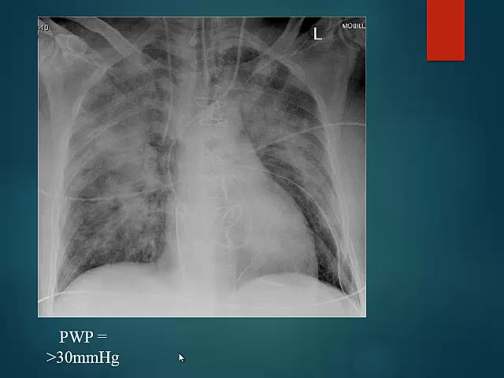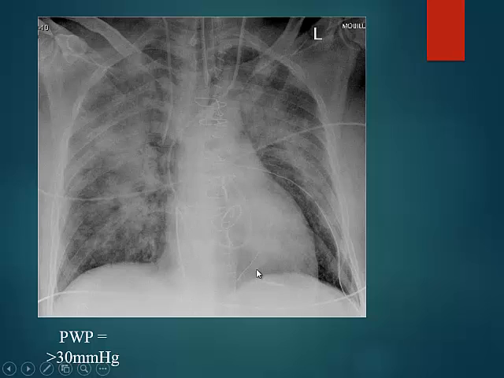So if it's bilateral like this, generalized, perihilar particularly, then we say it could be pulmonary edema in the right context, obviously. You can see this patient has had cardiac surgery. There are sternotomy wires in situ. There's a valve here. Yeah, the patient is intubated. There is a central venous line in. There is a Swan, a catheter going into the main pulmonary artery, and the chest drains there.